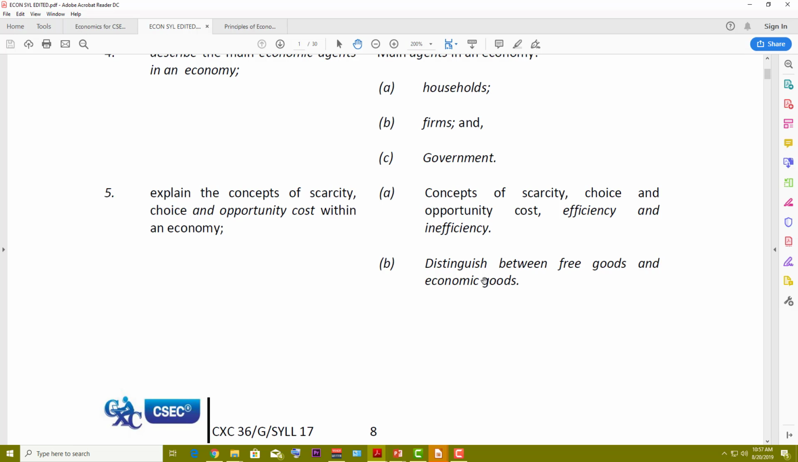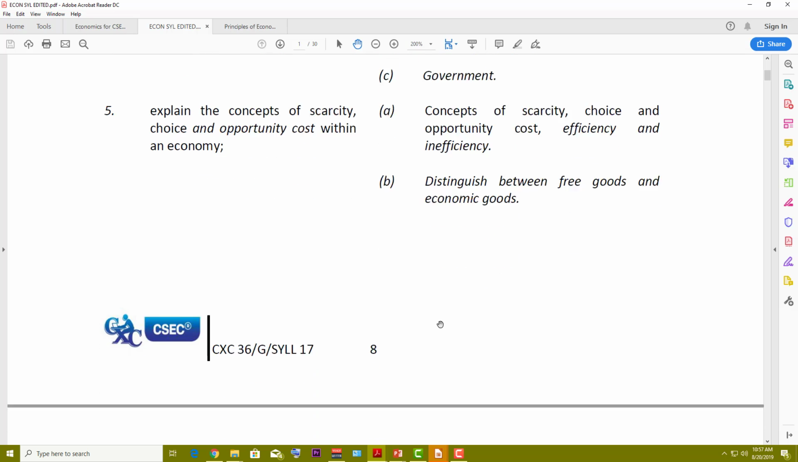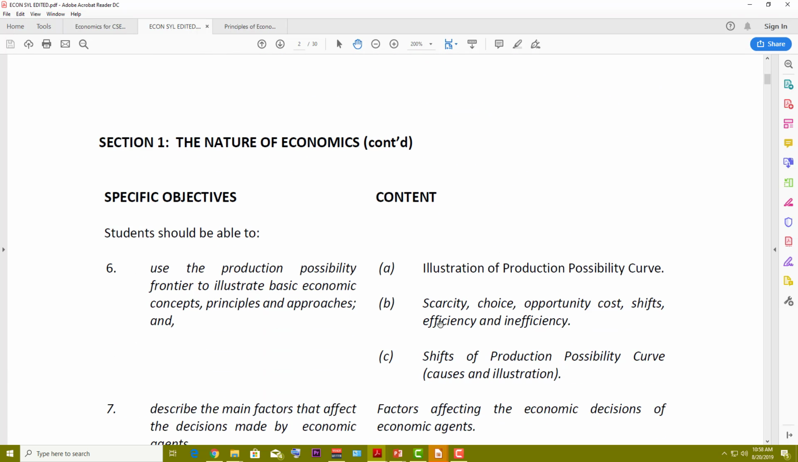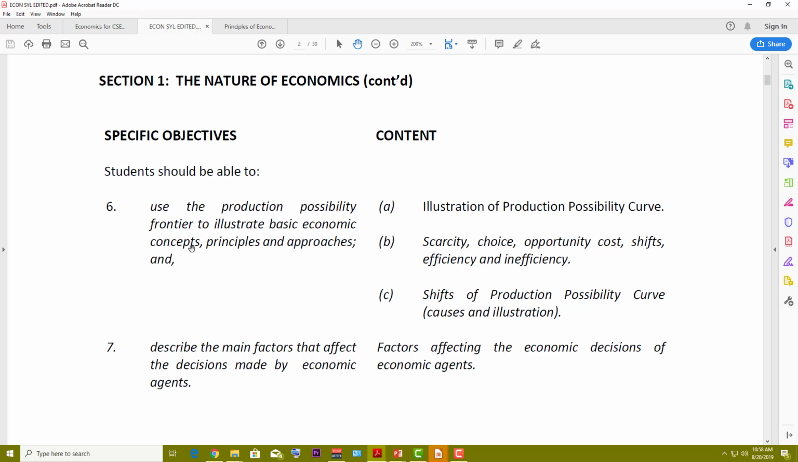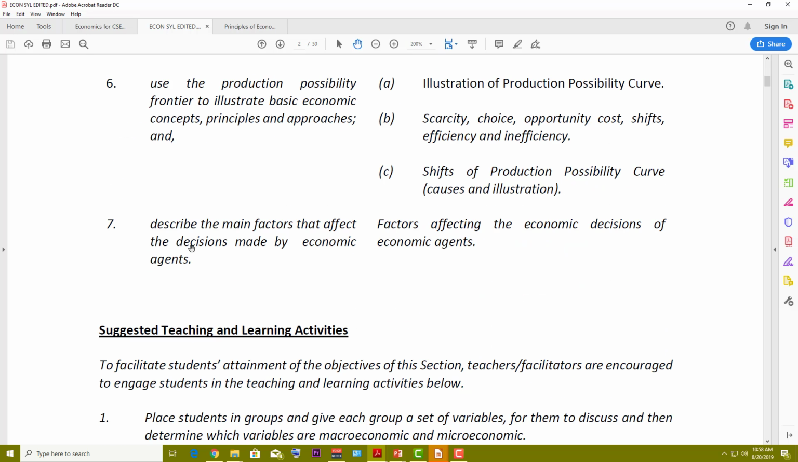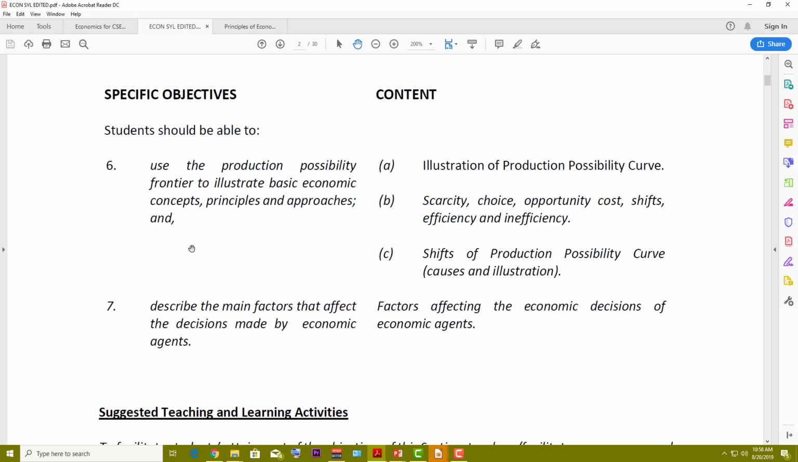All right, so we're going to stay here for now. A nice introduction to CSEC economics. In the next video we're going to pick up on section 1 still, but we're looking at Objective 6, the production possibility curve, or the production possibility frontier, or the PPF. And this is one of the biggest concepts in this section.